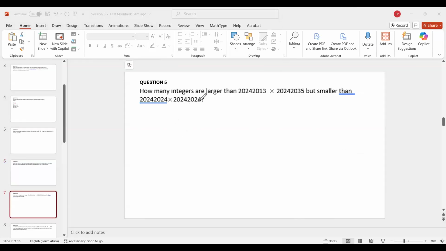All right, now, how many integers are larger than this? Oh, you've got quite a big number here. It's 8 digits, 8 digits. So this number is a 16-digit number, presumably. And you've got another 16-digit number, and you want to know how many numbers are larger than this, but smaller than this.